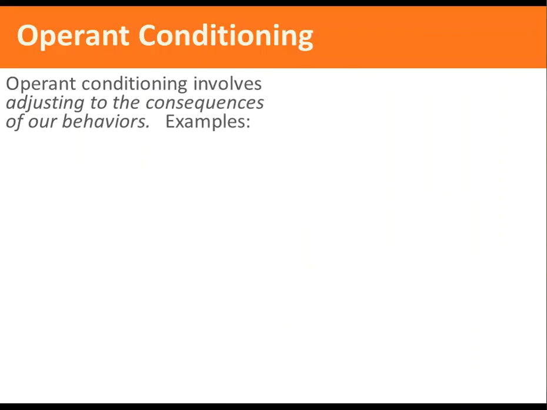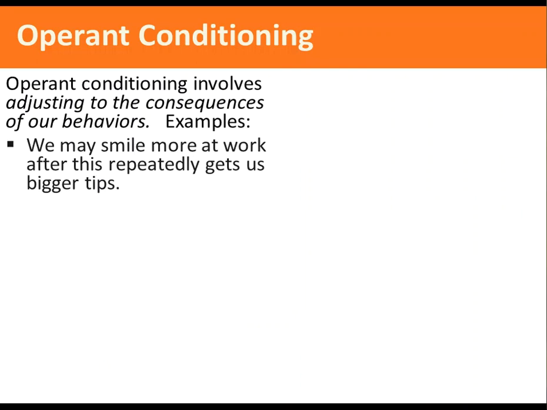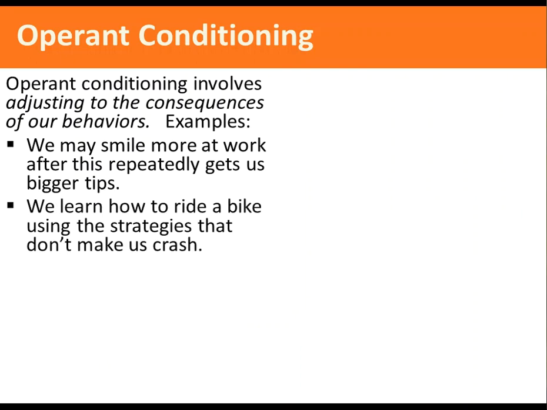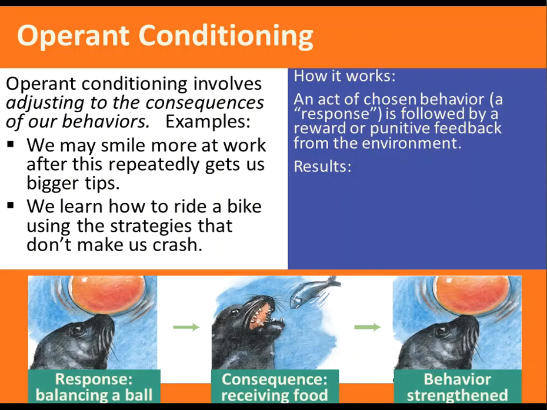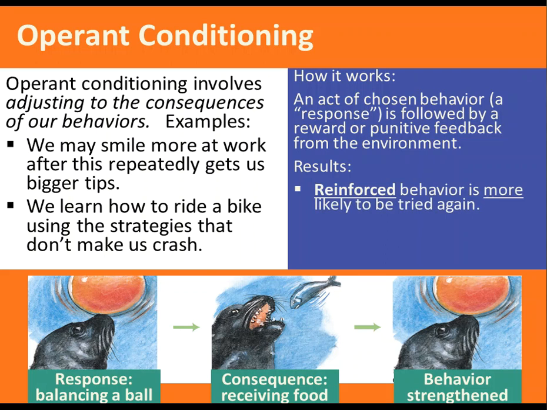Operant conditioning involves adjusting to the consequences of our behaviors. Examples: we may smile more at work after this repeatedly gets us bigger tips. We learn how to ride a bike using the strategies that don't make us crash. How it works: an act of chosen behavior, a response, is followed by a reward or punitive feedback from the environment. Results: reinforced behavior is more likely to be tried again.